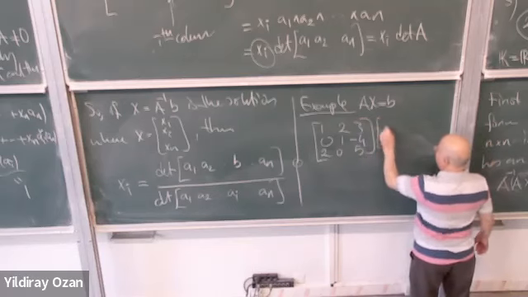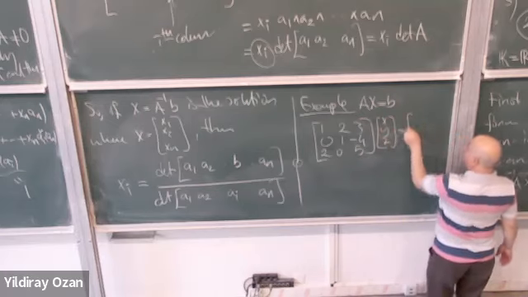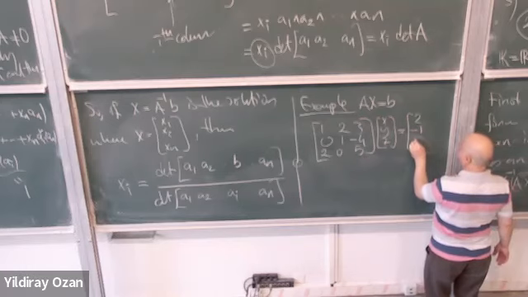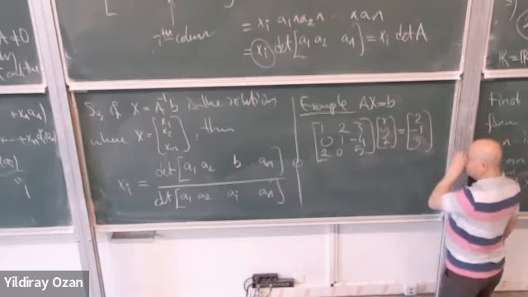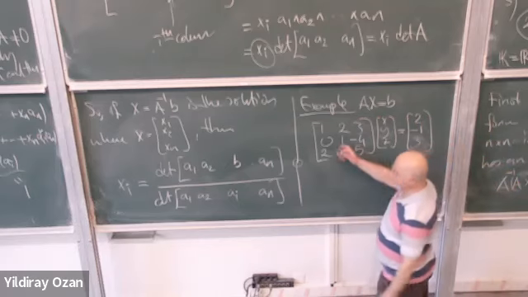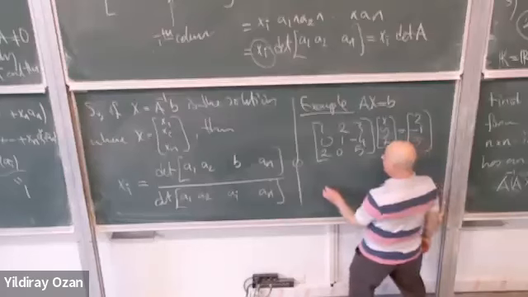And then here I have x, y, z. And here 2, minus 1, and 2. Now we have to check whether this determinant is non-zero or not.